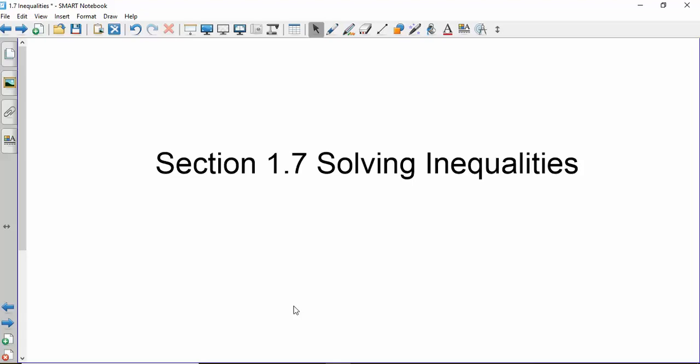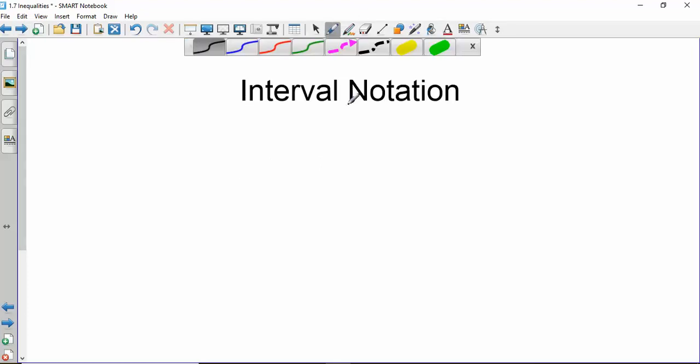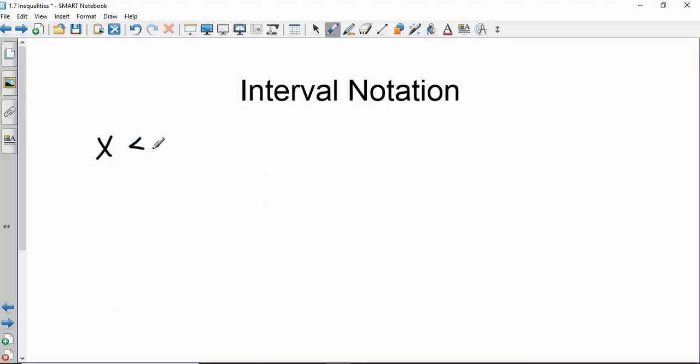So we're going to start off, most of the stuff we're looking at today you have done before as far as solving inequalities. The difference is going to be in how we write our answer. So starting now, instead of using less than and greater than in our final answer, we are going to be switching to what's called interval notation. So in interval notation, if I want to say like x is less than 2.